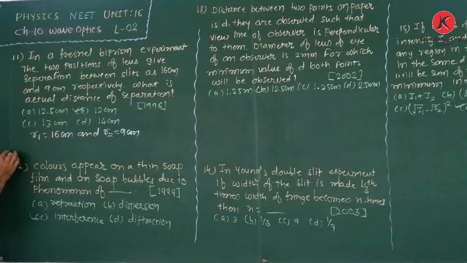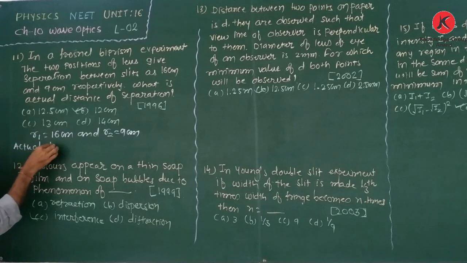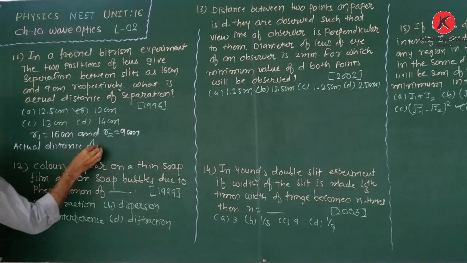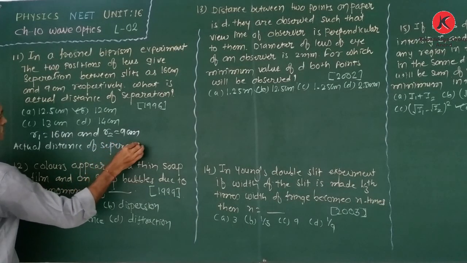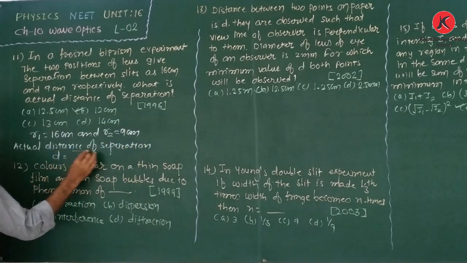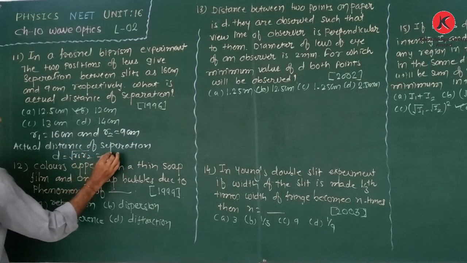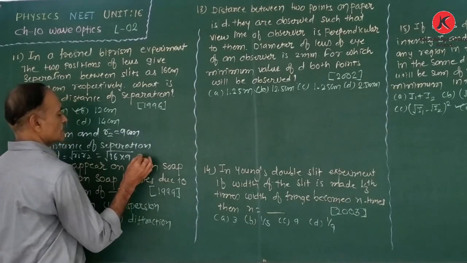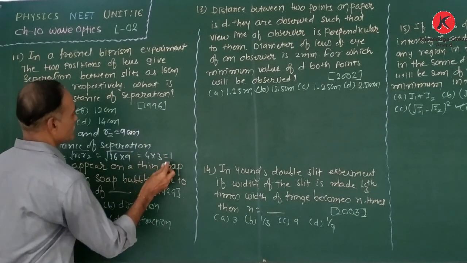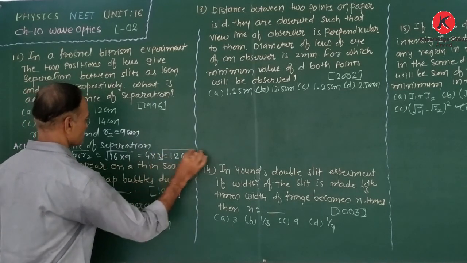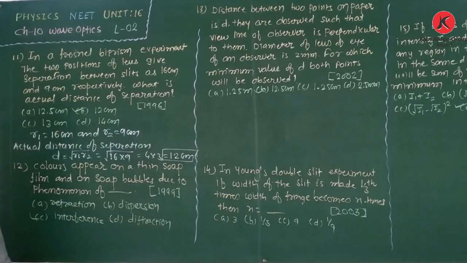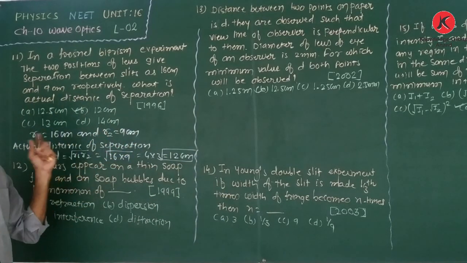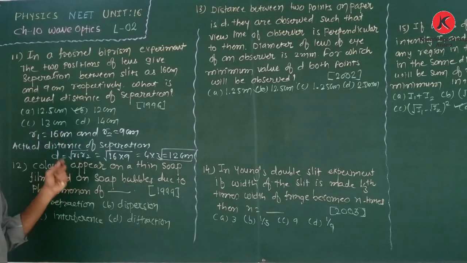Actual distance of separation d is equal to under root of I1 I2, which is under root of 16 into 9, that is 4 into 3. That means 12 centimeter is our answer. With the help of the lens we find the separations at 16 centimeter and at 9 centimeter are different, so the real separation between the slits is 12 cm.